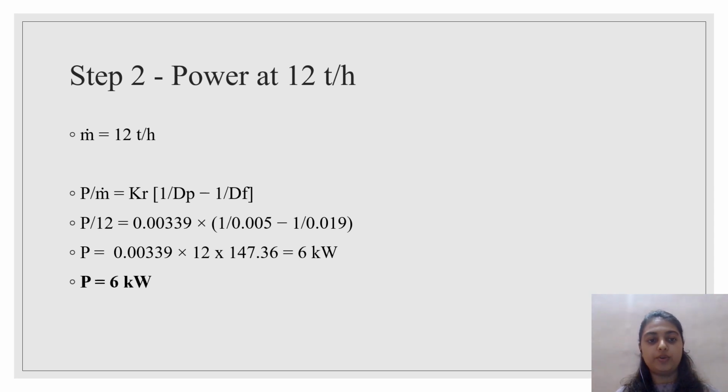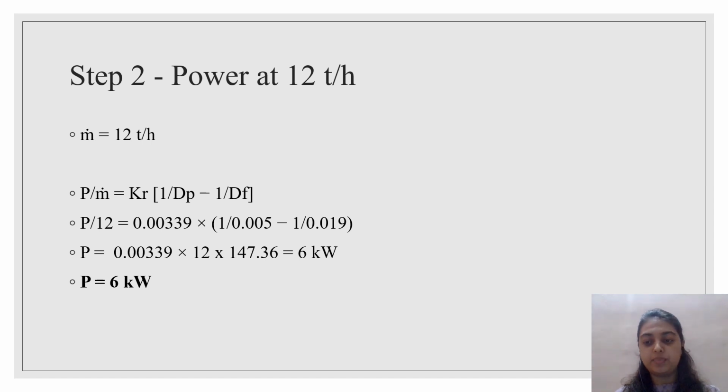Now step number 2, power requirement at 12 ton per hour. Here we don't know the power requirement, so my P is unknown here. M is 12 ton per hour. Kr from case number 1 we have just calculated, that is 0.00339. dP and dF will be the same. Product diameter is 0.005 and dF is 0.019 meter.